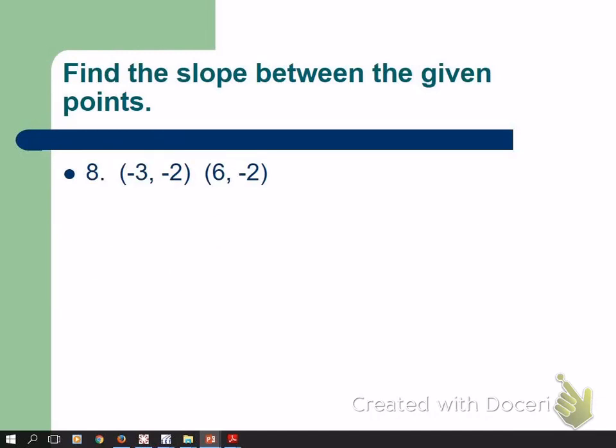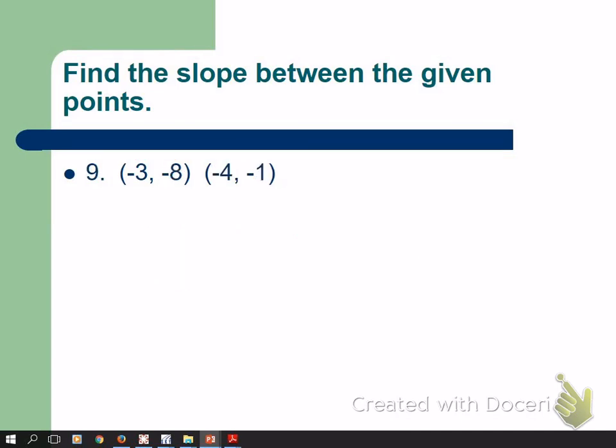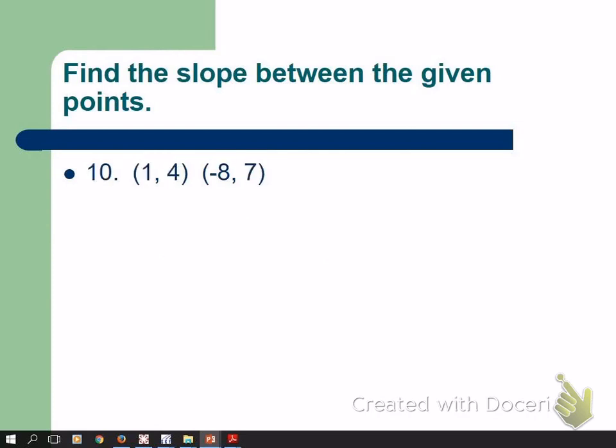What about this one? Give it a shot, and then see if you're right. Did you get 0? I hope you did. -2 minus a -2. The minus and negative both become positive because 2 negatives make a positive. Same thing happens down here for the 6 minus a -3. And so we get 0. Okay? 0 divided by 9 is just 0. All right, try this one. Did you get -7 over 1 or -7 or 7 over -1? Hope you did. Okay, another one to practice with here.